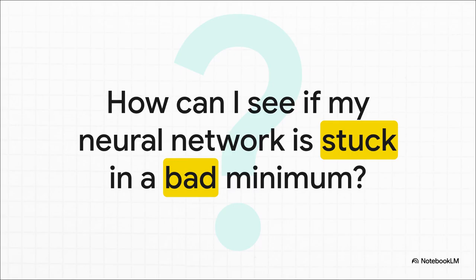So this all kicks off with a really common question you see on places like Stack Overflow. Someone's training their model, right? But the loss just isn't budging like it should. And they're thinking, okay, how can I see what's going on? I want to visualize the loss landscape and figure out if I'm stuck in some bad minimum or a saddle point. I mean, that sounds totally reasonable, doesn't it?